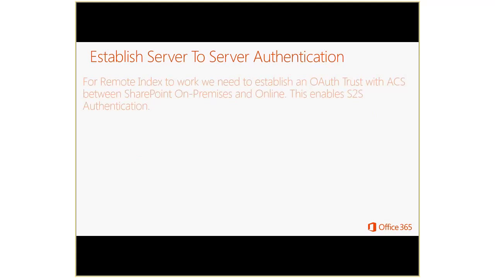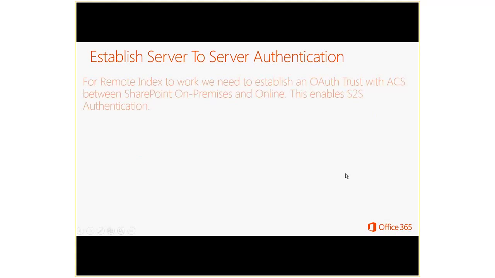Okay, there are 7 key steps that we need to do. For remote index to work, we need to establish an OAuth trust with ACS between SharePoint on-premises and online. This is what we call server-to-server authentication. Basically, we register SharePoint Online as a high-trust app, and we ensure that there is an OAuth trust, and as I mentioned, the ACS acts as a trust broker in order to broker the connection and the connectivity part of it before the results are returned.